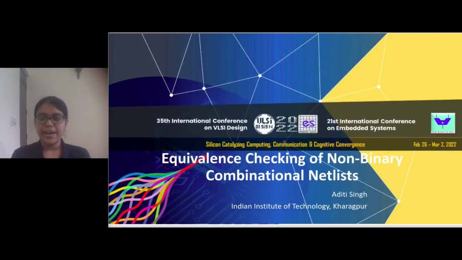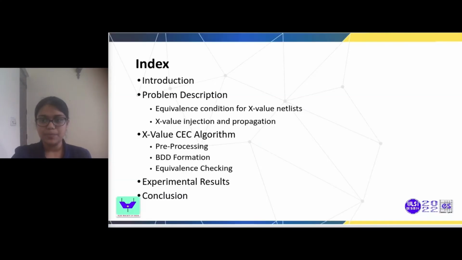Hello everyone, I am Aditi Singh and I will present my paper titled Equivalence Checking of Non-Binary Combinational Netlists. The presentation is organized as follows, starting from a brief introduction and motivation, followed by the problem description. Next, the proposed algorithm is explained in detail. Finally, we will look at the experimental results and conclusion.